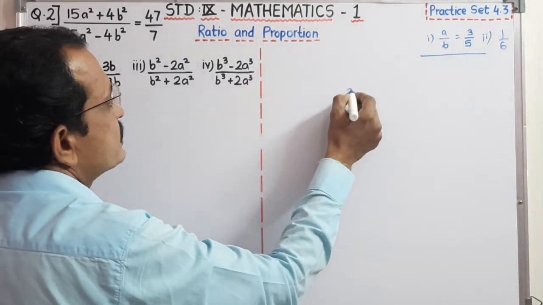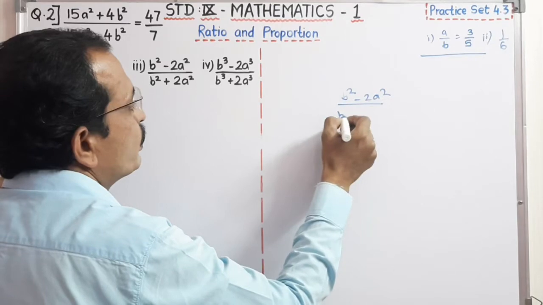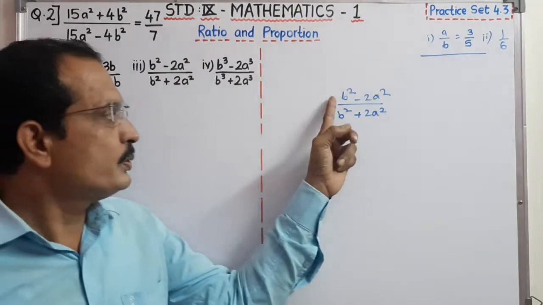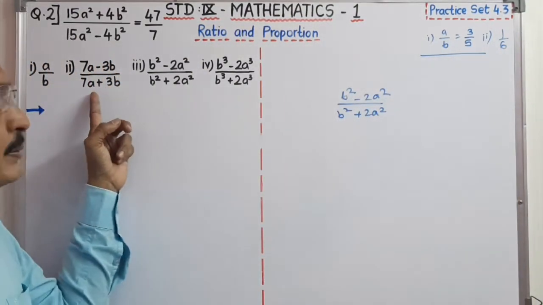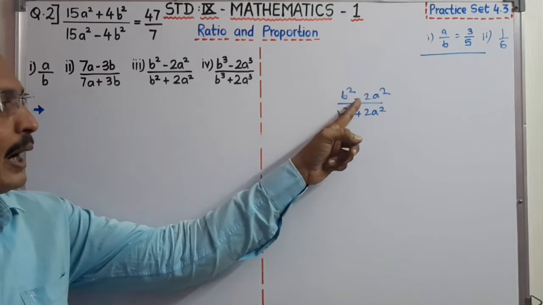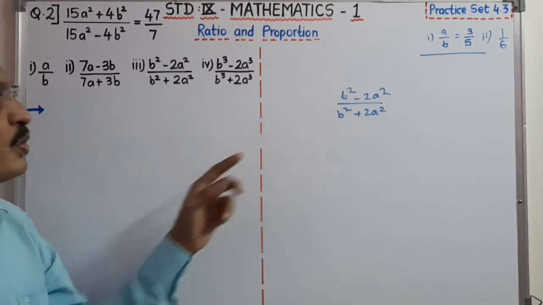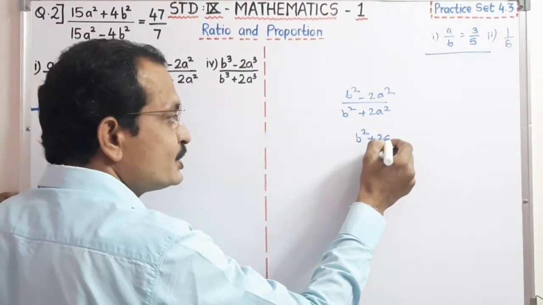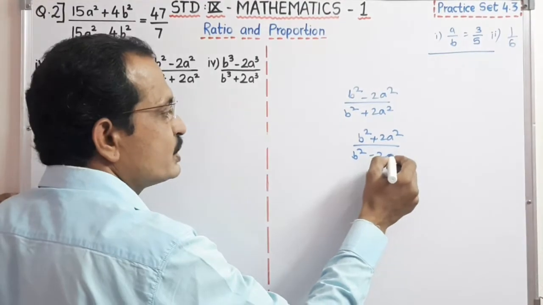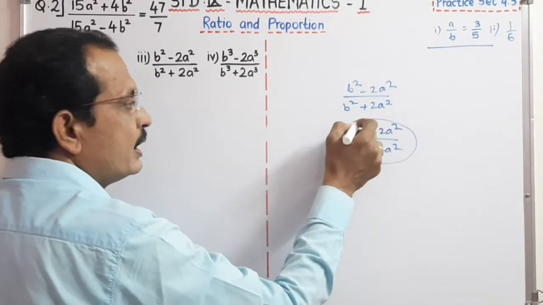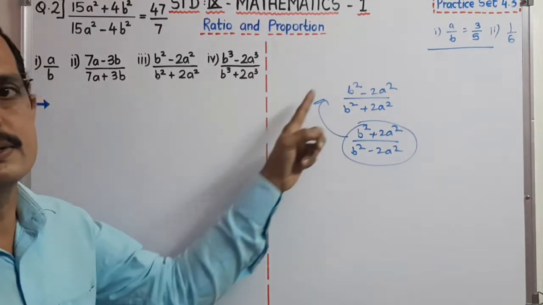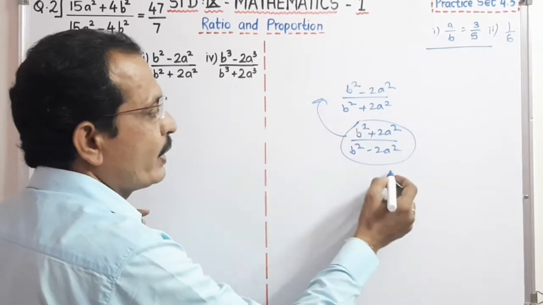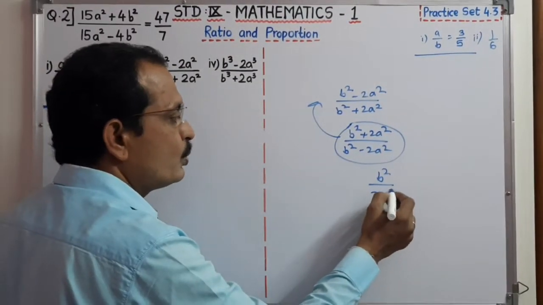Dear student, see b square minus 2a square upon b square plus 2a square. See here also in the second one, same as that of the second one. Here it is minus, here it is plus. That means first of all we have to find out b square plus 2a square upon b square minus 2a square. If we get this, then by invertendo we can get this. Got it?